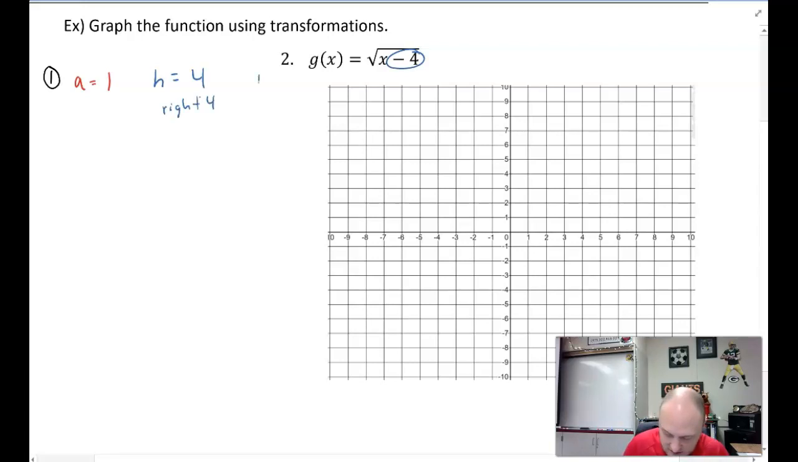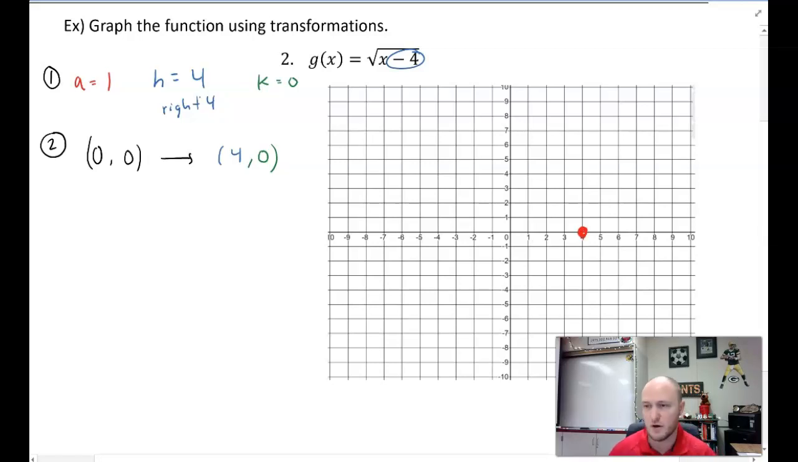And then our K value, that's usually at the end. In this case, it is 0. Okay, so the first thing I want to go ahead and graph is I want to translate 0, 0. So do I go right, left, up, or down? Well, we're going to go right 4. So 4, and then I don't go left or right at all. So 4, 0. I'm just going to the right 4 units. So there's our anchor point, 4, 0. That's going to be like our new origin, right?